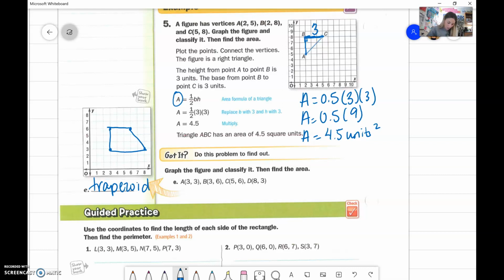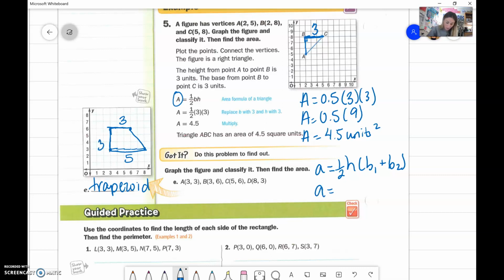Then we have to remember that the area of a trapezoid equals 1/2 height times base 1 plus base 2. So let's take a look at base 1. 1, 2, 3. There's 3. Base 2, that is not on the line. 1, 2, 3, 4, 5. There is that. And then our height, 1, 2, 3.